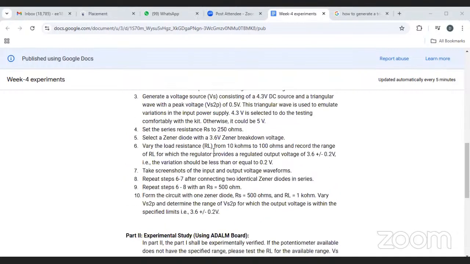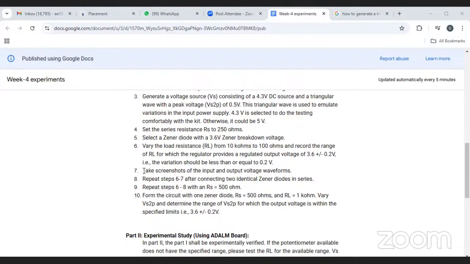Now, we'll vary RL from 10 kilo ohms to 100 ohms and record the range of RL for which the regulator provides a regulated output voltage of 3.6 plus or minus 0.2 volts. So the regulated output voltage will be in the range of 3.6 plus or minus 0.2 volts, and as we vary the load resistance RL from 10 kilo ohms to 100 ohms, we have to find the range at which the voltage across RL is regulated.